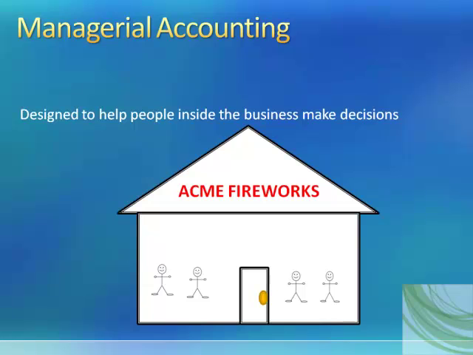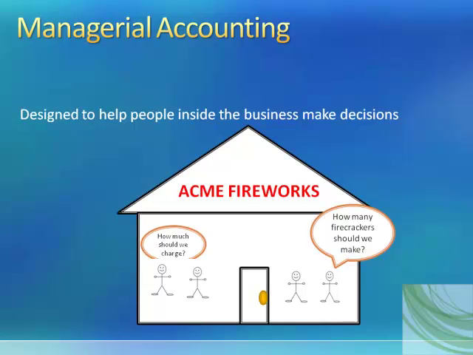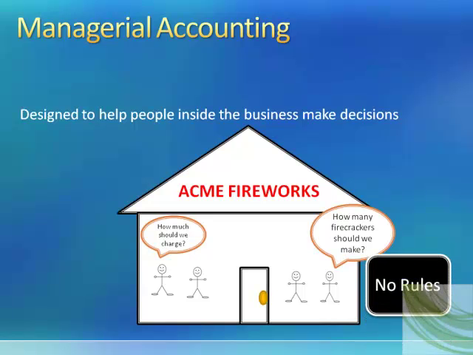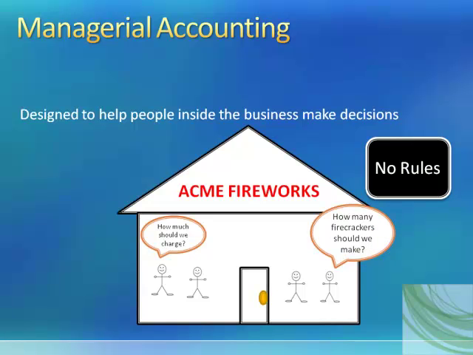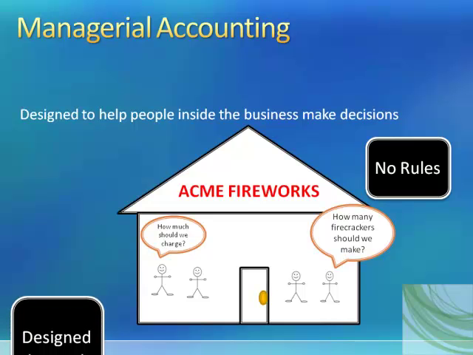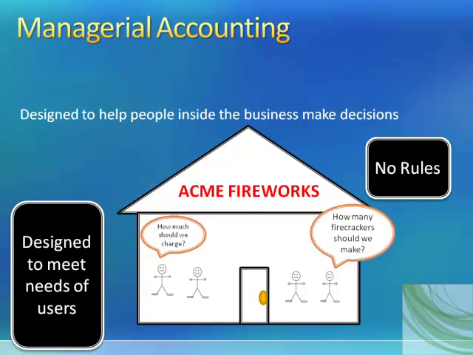The second type of accounting we want to consider is managerial accounting. Managerial accounting is to help people inside the business make decisions. For example, at Acme Fireworks, one manager wants to know, how many firecrackers should we make this year? Another manager wants to know, how much should we charge for the fireworks? The really cool thing about managerial accounting is that there are no rules. The information is designed to meet the needs of the decision makers, or meet the needs of the users.